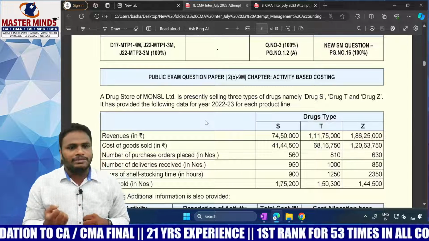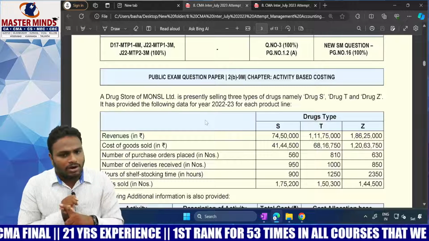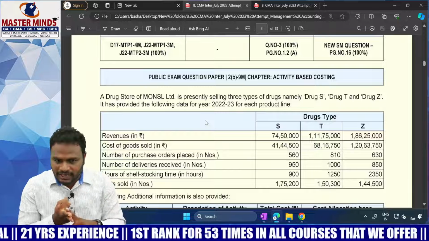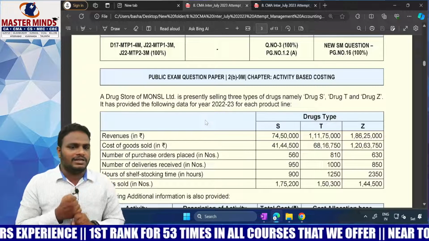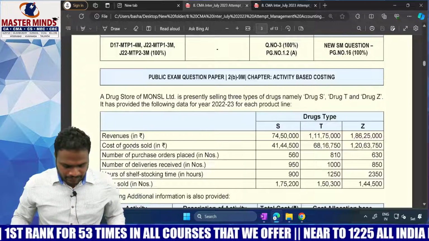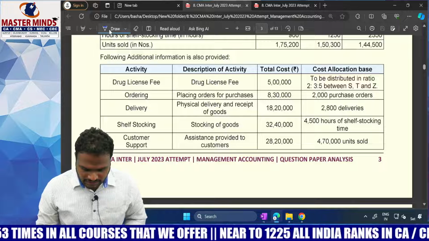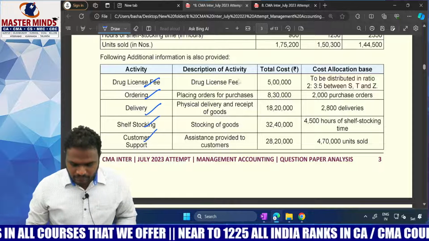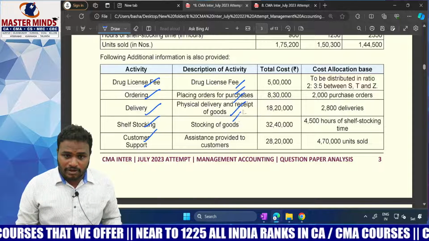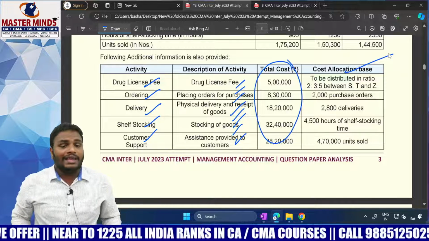What are the 4 steps? Identify the activity, cost pool, cost driver, and calculate the cost driver rate. Here, these are the activities. This is the description regarding this activity. This is the total cost pool. This is the allocation base.